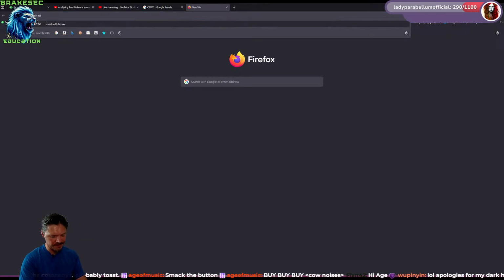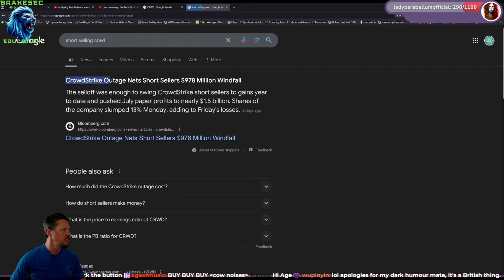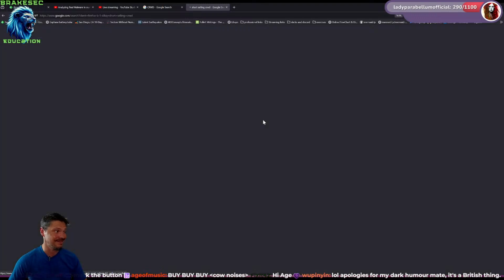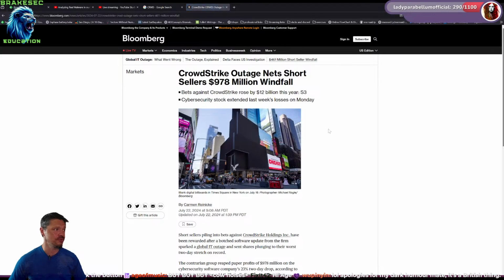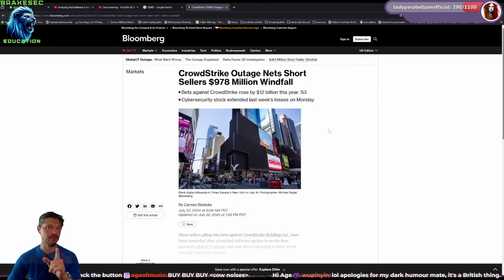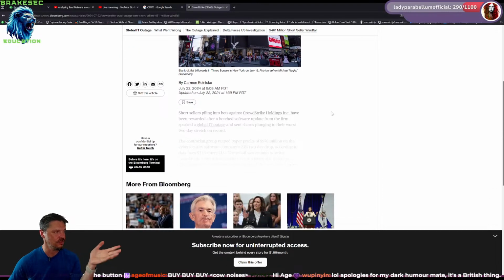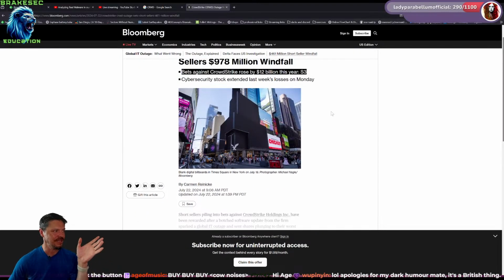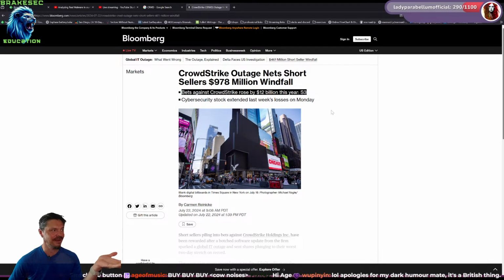What was short selling? CRWD. CrowdStrike outage nets short sellers $978 million. That's nuts. That is nuts. There's no losers in a breach, folks. If you sold short, yeah. So bets against CrowdStrike rose by 12 billion this year. That's nuts. I'm not saying that these two things are connected. I'm just saying if you were a short seller, you made $978 million as part of those. No, it's all good. It's all good.